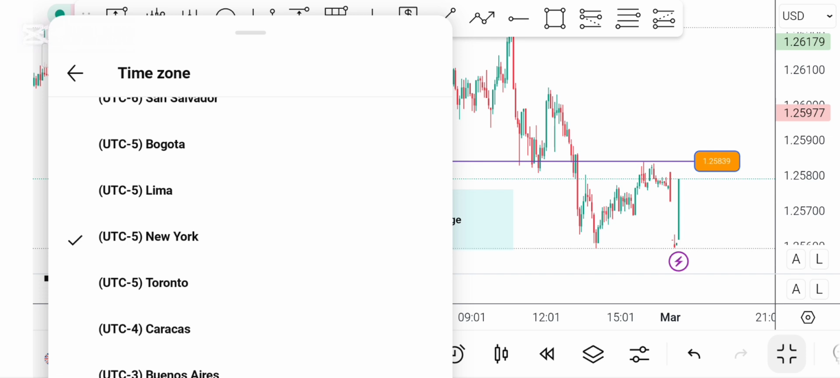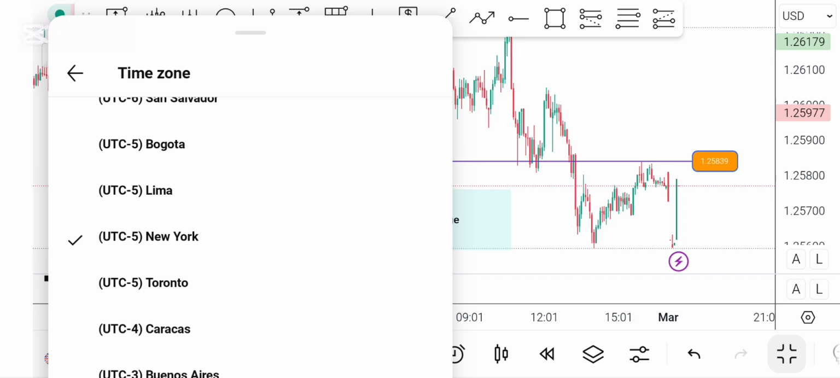UTC -5 New York. By so doing, it means that your TradingView is connected to whatever is happening in New York, okay? Because the market actually runs on New York time. Please, I insist on this.